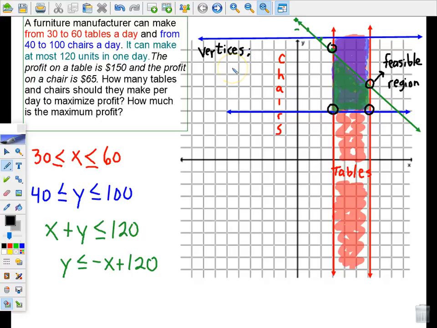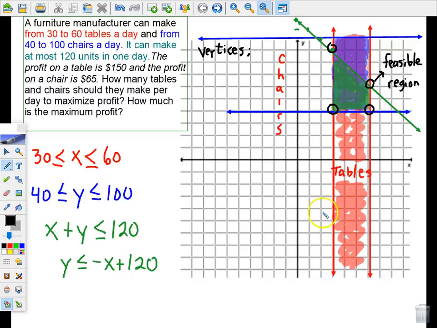So let me give you a definition of vertices. First of all, it has to be the intersection of 2 or more lines, but it's not just that. It's also the intersection of 2 or more lines on the edge of the feasible region. So for example, I may have 2 lines like here. Green and blue cross each other here, but that's not a vertex because that intersection isn't on the edge of my feasible region.